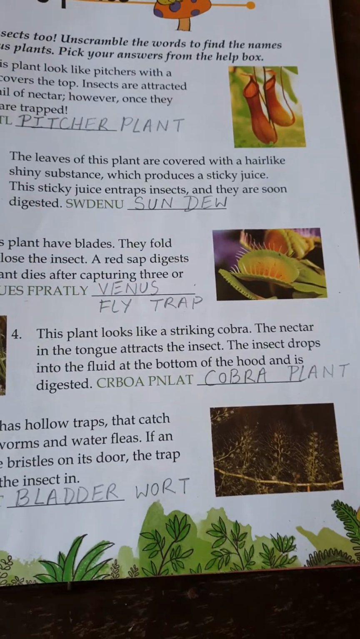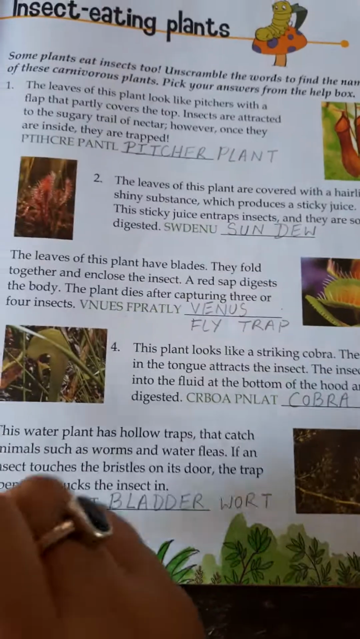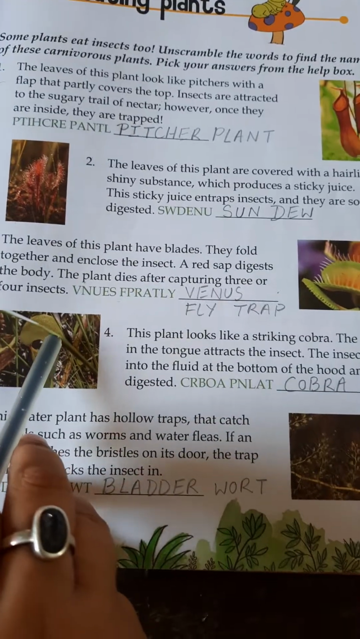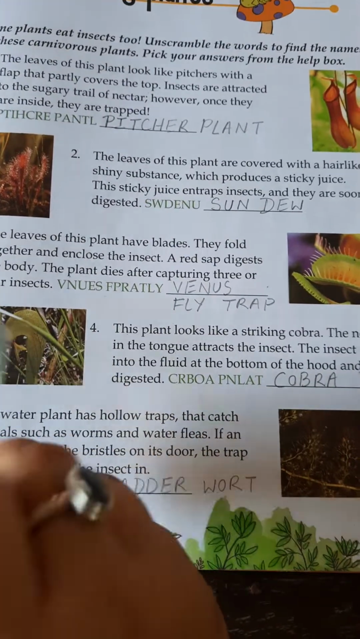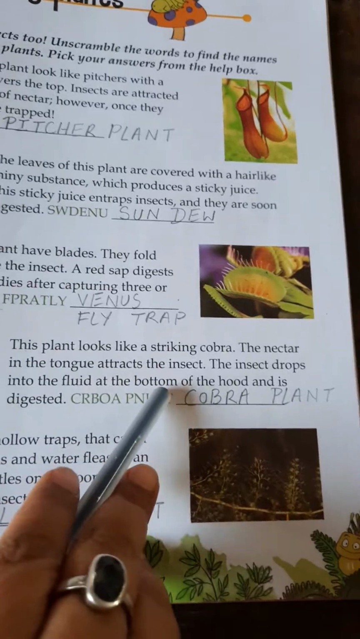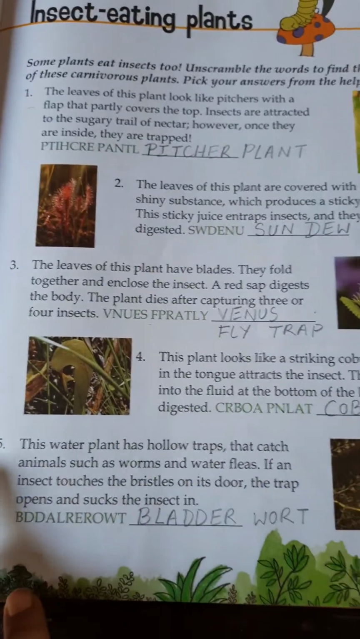The insect drops into the fluid at the bottom of the hood and is digested. In the bottom of the hood, it gets stuck, and so slowly the plant eats it. It's called a cobra plant. Check the spelling and please write it in your book.